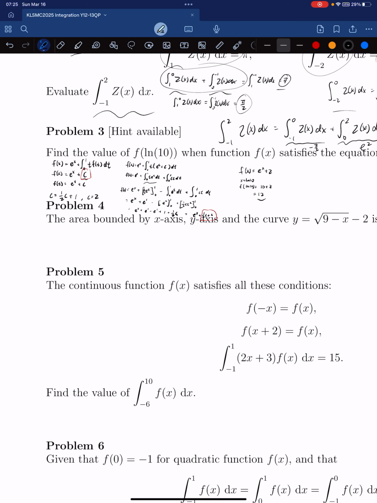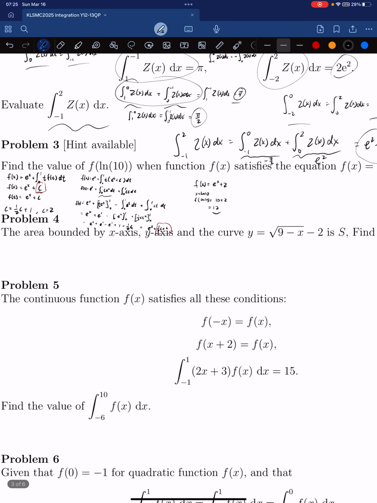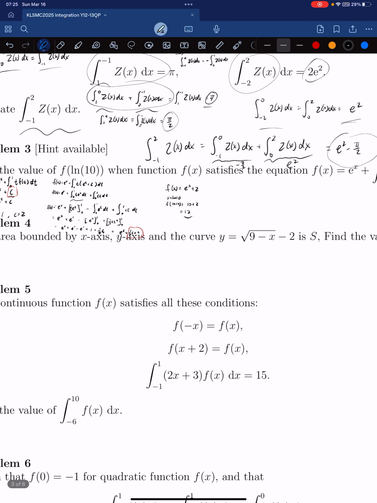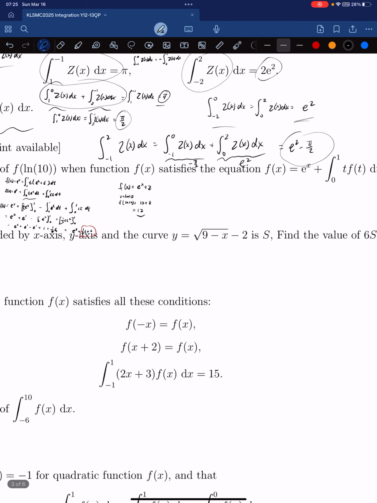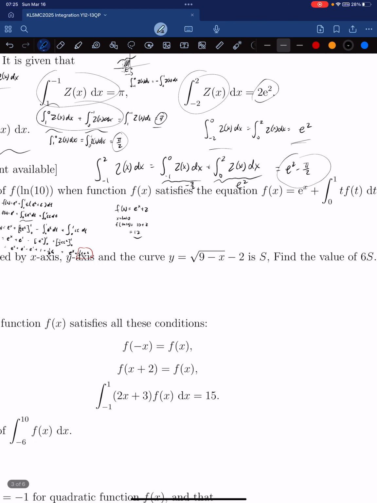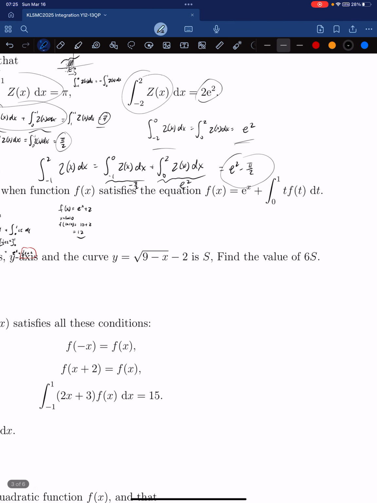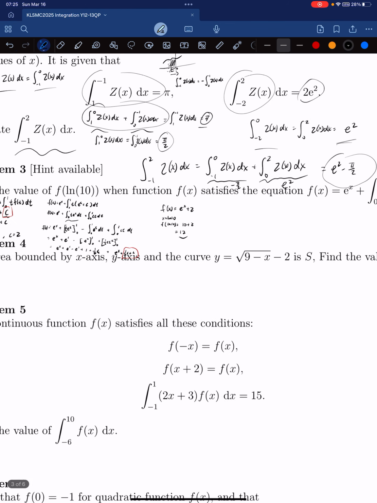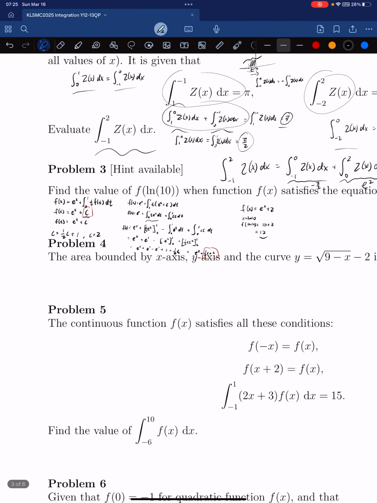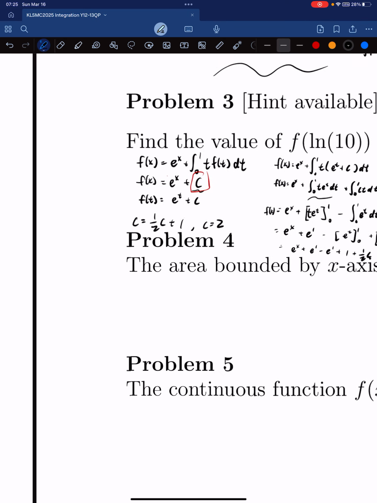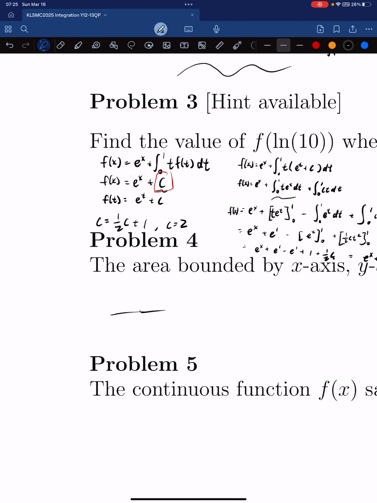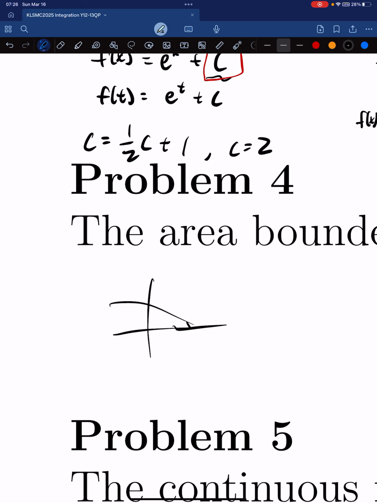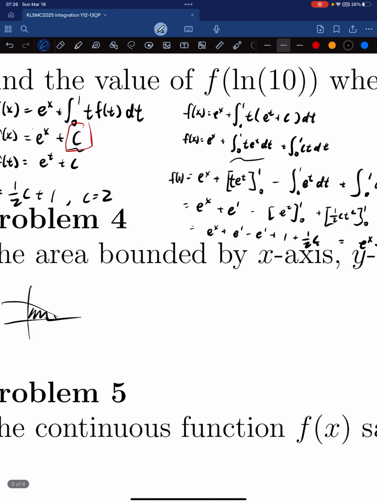Okay, let's do problem 4. The area is bounded by the x-axis, the y-axis, and the curve y equals the square root of 9 minus x, minus 2, and we wish to find the value of 6 times the area. So let's set the thing out. If you consider the graph, it looks something like this, and we want to find this area.